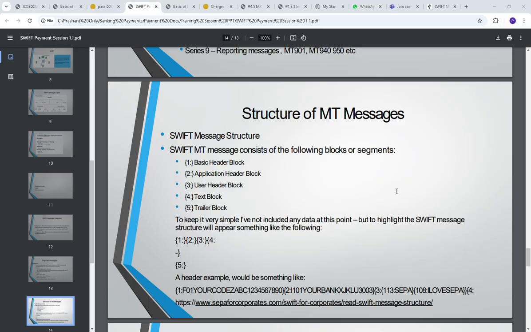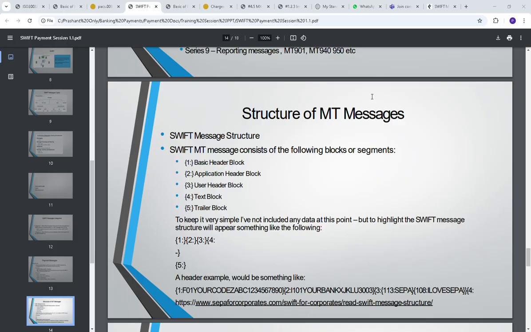The first block we call the basic header block. In the basic header block, the sender or receiver BIC information is there. It started with F01. Nobody will discuss the significance of those characters. But the first block contains your sender's or receiver's BIC, in the same format. It depends on block 2. BIC means Bank Identification Code. So always you have to explain like this.